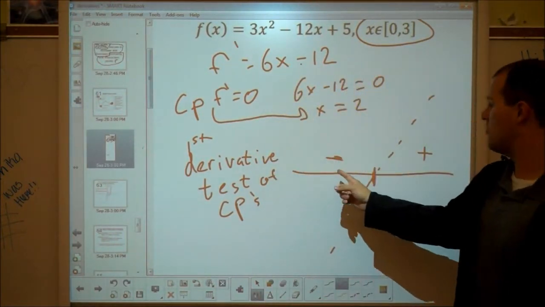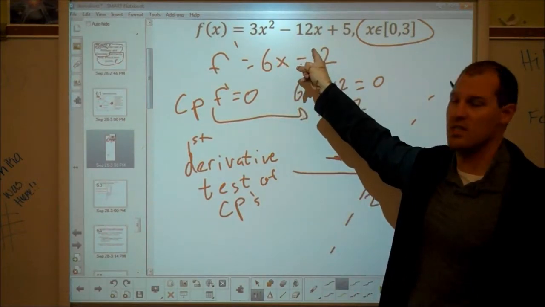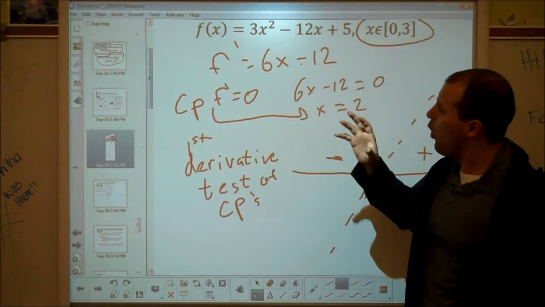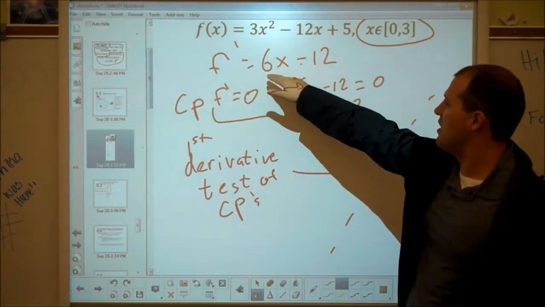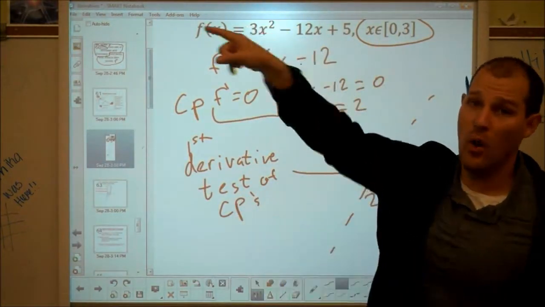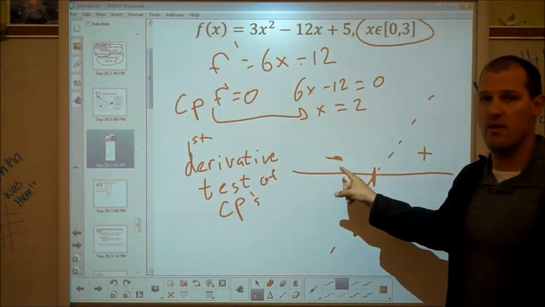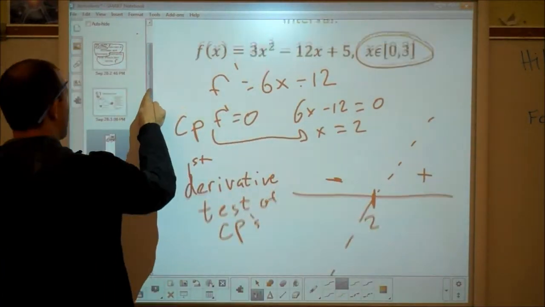You can do the same thing the other direction. You could plug in a 0, because that's to the left of 2. Plug in a 0, 6 times 0 is 0, minus 12 is a negative number. Booyah, there you go. Or you could say negative infinity. If I plug in negative infinity, 6 times negative infinity is ridiculously big. Minus 12 more that way. That's still negative.